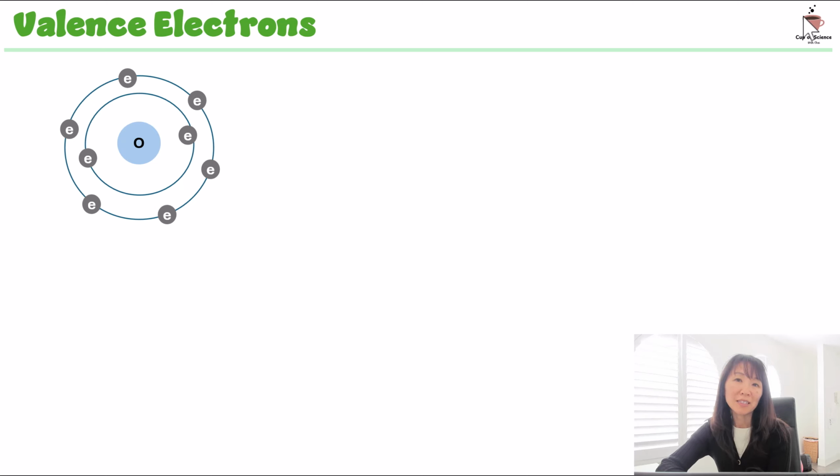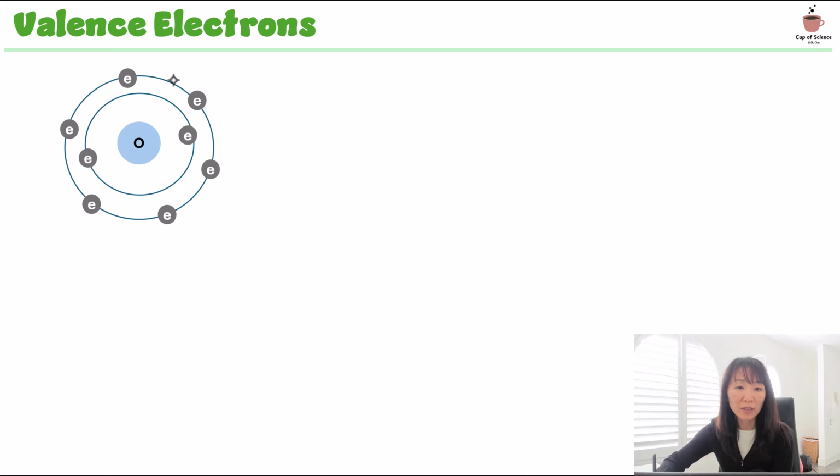In this image is an oxygen atom. It's a very simplified drawing. We have the nucleus in the middle and then electrons around it. The electrons are actually at a very specific level, 2 on the first level, and on the second level, there are 6. The electrons that are located in the very outermost energy level, these electrons are called valence electrons.